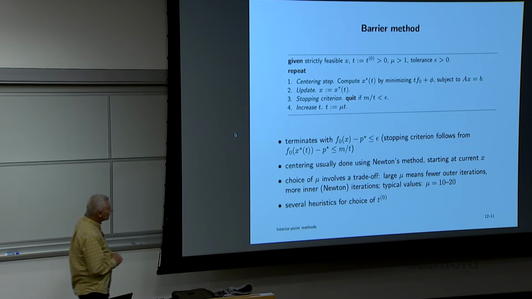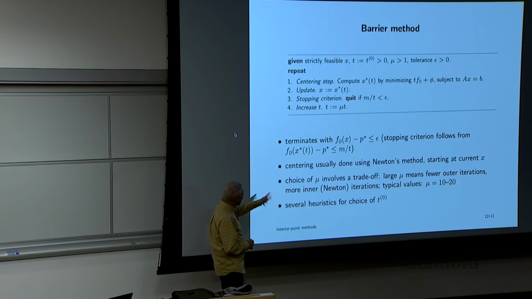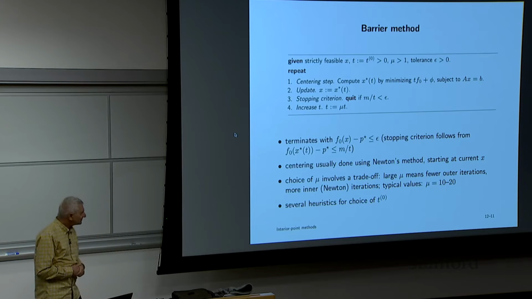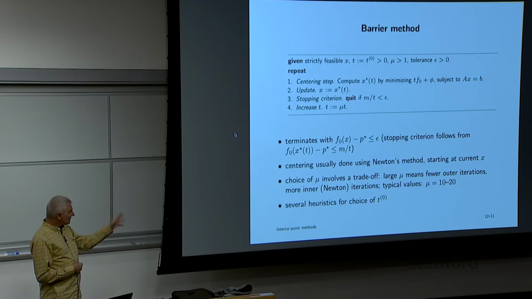Okay, so it turns out, actually it depends. If you talk to the theorists, mu is going to be really small. Like it's going to literally be like 1 plus 1 over m or something like that. I have no problem with that. Turns out in practice, people will choose things like 10, 20, 50, or 100, something like that. It's really quite large values, right? And there's plenty of heuristics for choosing t0 and stuff like that. But okay, so that's it. This is the barrier method.